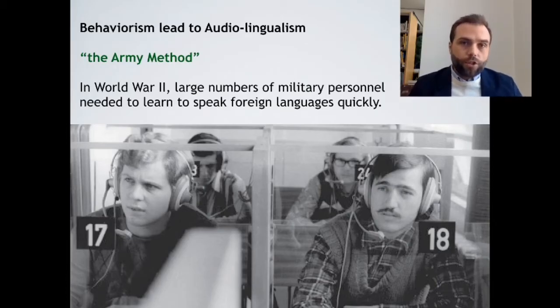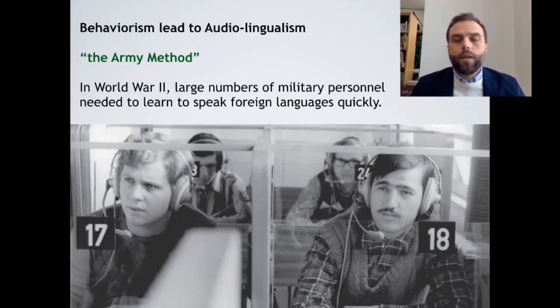In terms of language teaching now, audiolingualism was one of the early approaches, one of the early methods, I should say. This was known as the army method because it really came to the fore around the 40s, 50s and 60s. At this time, a lot of soldiers or agents needed to learn language, and they needed to learn it quickly.